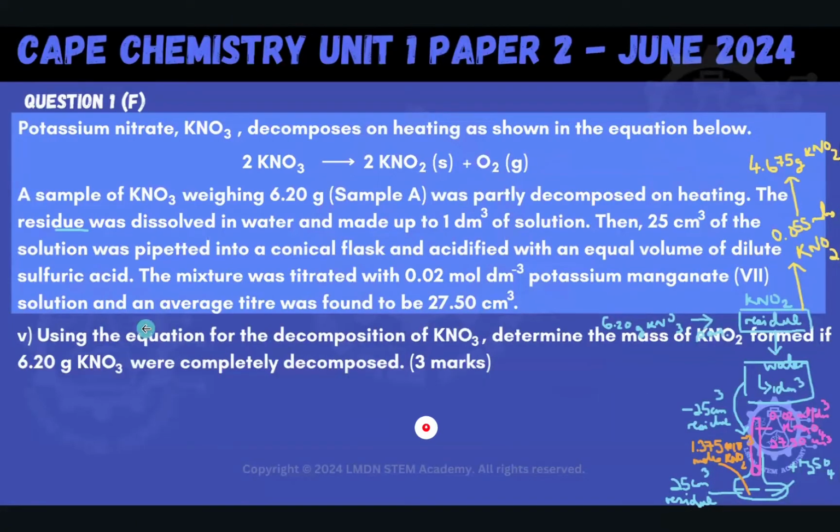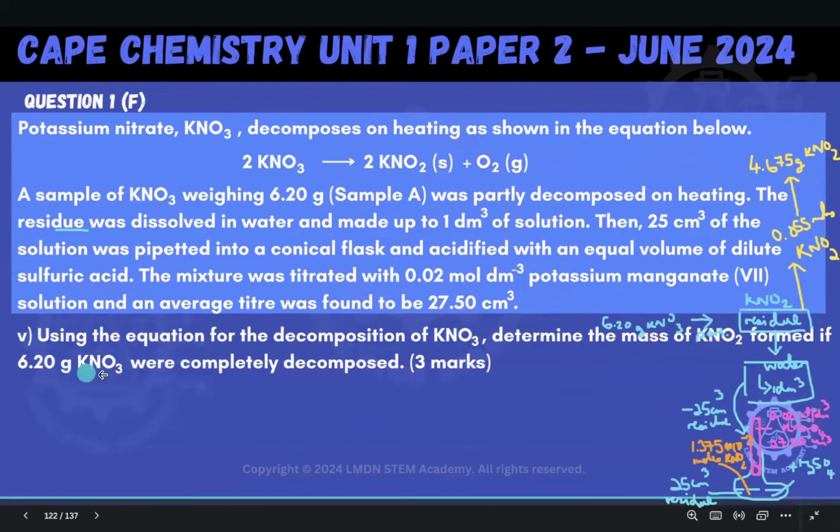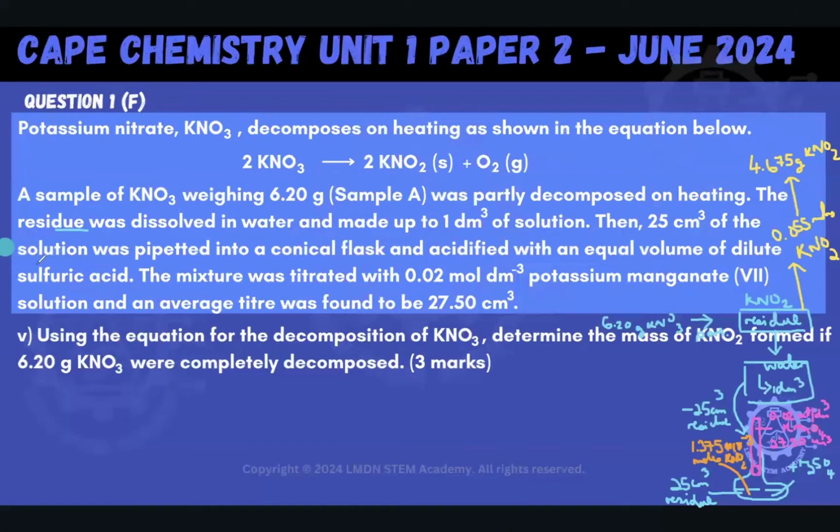It says now, using the equation for the decomposition of KNO3, determine the mass of KNO2 formed if 6.20 grams of KNO3 were completely decomposed. So this is the key word here now: completely decomposed. Now we know from the problem statement up here that this titration that we did was for a partial decomposition.